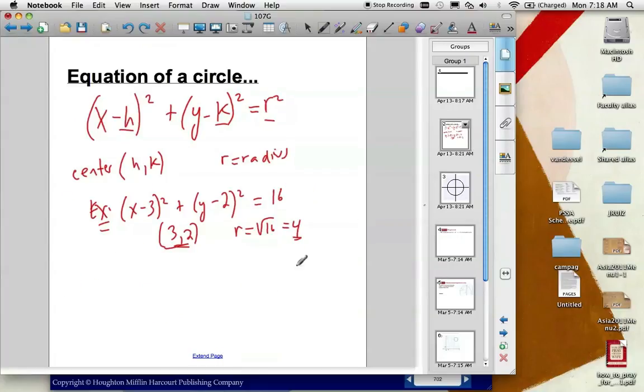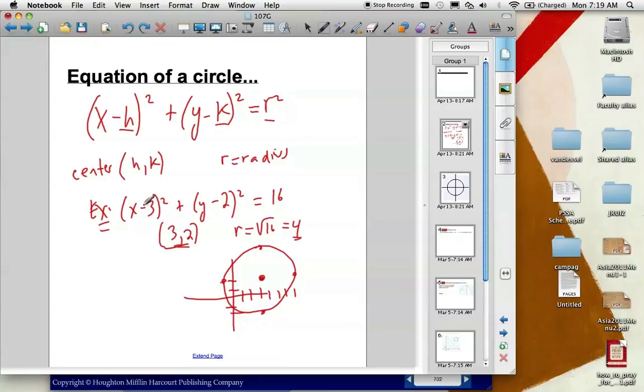To graph this, I would just say 3, 2. 1, 2, 3, 2. There it is. 3, 2. That's my center. And then up 4, down 4. An easy way to do this is go down 4, over 4, up 4, and over 4 this way. Another reason I do that is to make this picture easier to graph. And that's close enough to a circle. So that's the general gist.